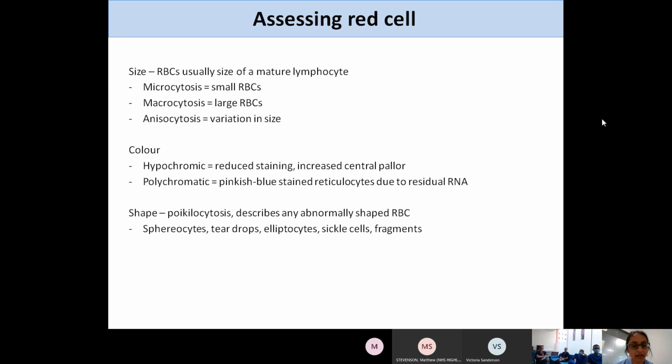And then we talk about the shape of the red cells. Anything that is abnormally shaped is a poikilocyte. You can have spherocytes, which are circular cells, teardrop cells that look like tears, elliptocytes that look oval or elliptical, sickle cells, and fragments. We'll see examples of these as we go through the presentation. And finally, we sometimes mention red cell inclusions. I don't have any examples of this, but these can be little bits of denatured DNA or denatured hemoglobin or little bits of ribosomes that can cause little inclusions in the red cell.